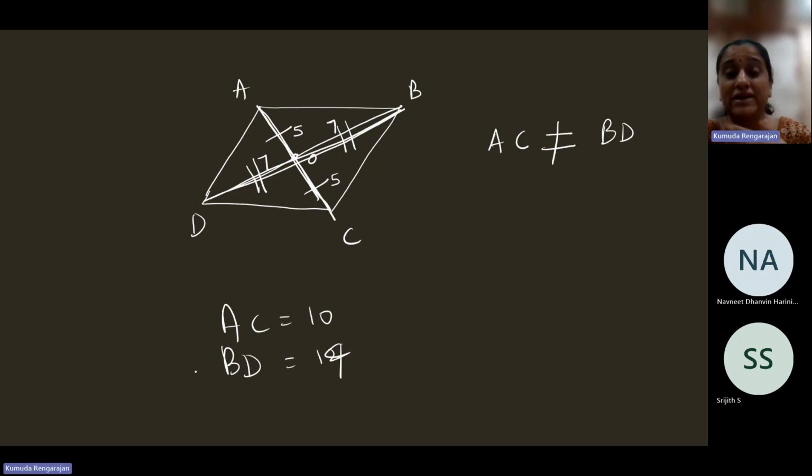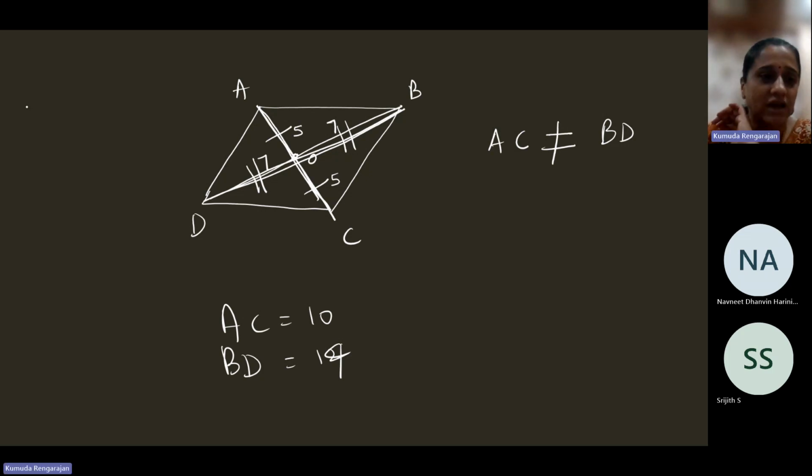The diagonals, they bisect each other. One diagonal cuts the other diagonal into two equal pieces. That's the meaning. Bisect each other means one diagonal cuts the other diagonal into two equal pieces.